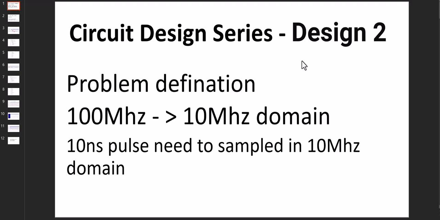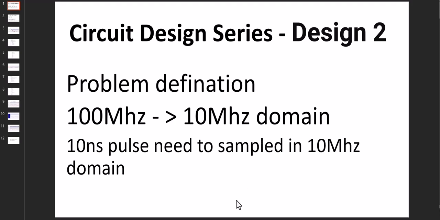Good evening. In this video we try to solve a problem of CDC interface for pulse sampling. Let's say the problem definition looks like this: 100 megahertz is one clock domain and the second is a 10 megahertz clock domain, and we want to sample a pulse from the 100 mega to the 10 mega. The pulse width is about 10 nanosecond. It is one clock period of the 100 mega.